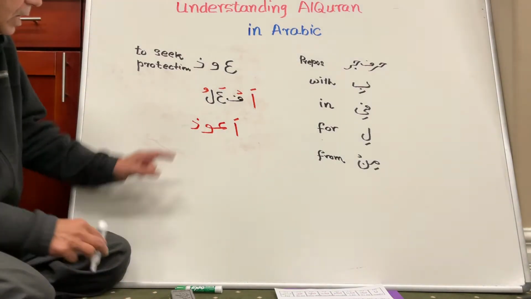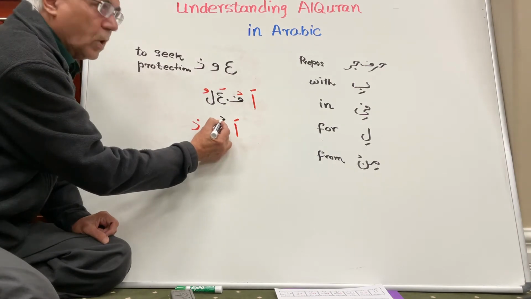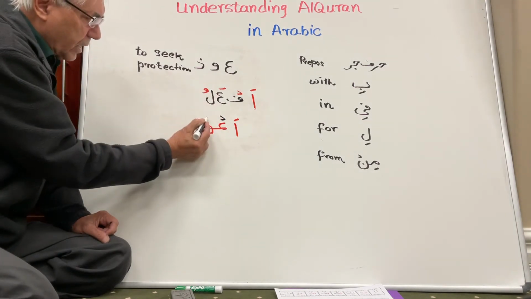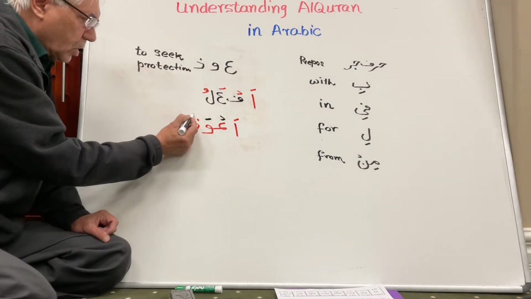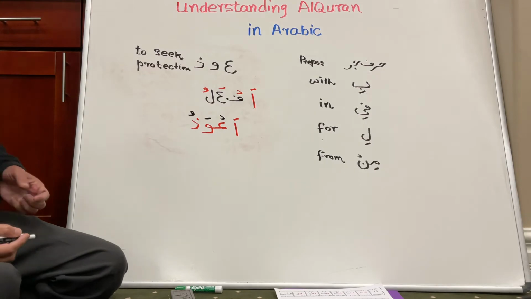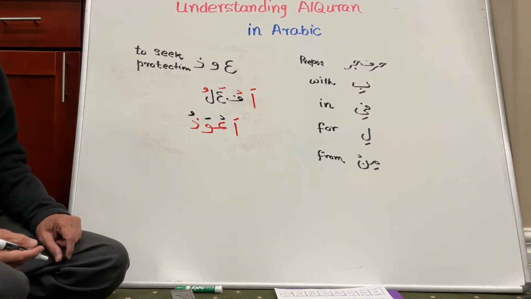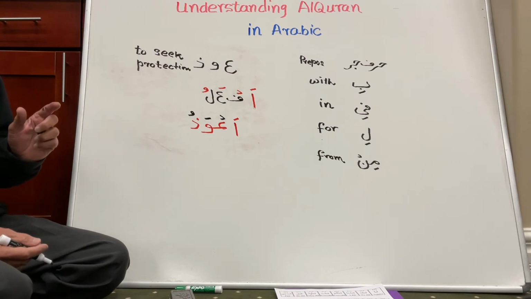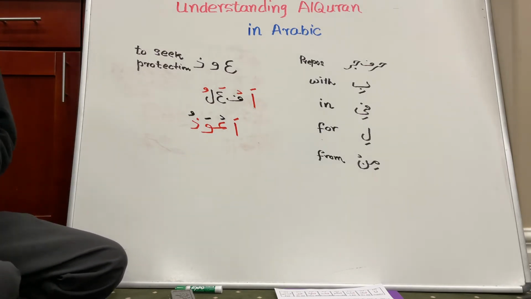Now what is on the first letter? Sukoon, right? What is on the second letter? Zabar. What is on the third letter? Pesh. Pronounce this thing. Wa zu. Wa zu doesn't sound very good, okay? Arabs will adjust the sound.